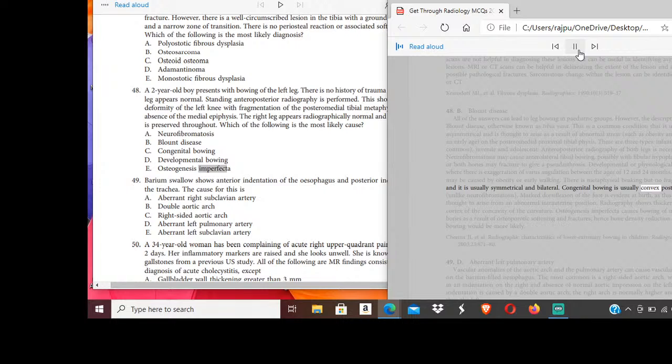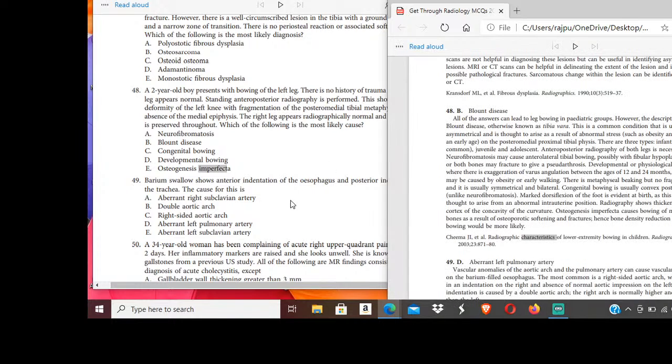And it is usually symmetrical and bilateral. Congenital bowing is usually convex posteromedially. Unlike neurofibromatosis, marked dorsiflexion of the foot is evident at birth, as this condition is thought to arise from an abnormal intrauterine position. Radiography shows thickening of the cortex of the concavity of the curvature. Osteogenesis imperfecta causes bowing of multiple long bones as a result of osteoporotic softening and fractures, hence bone density reduction and bilateral bowing would be more likely. Chima G, et al. Radiographic character.